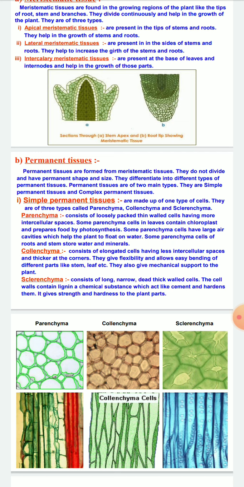So it is basically elongated cells having less intercellular spaces and thicker at the corners. They give flexibility and allow easy bending of different parts like stem, leaf, etc. They also give mechanical support to the plant.